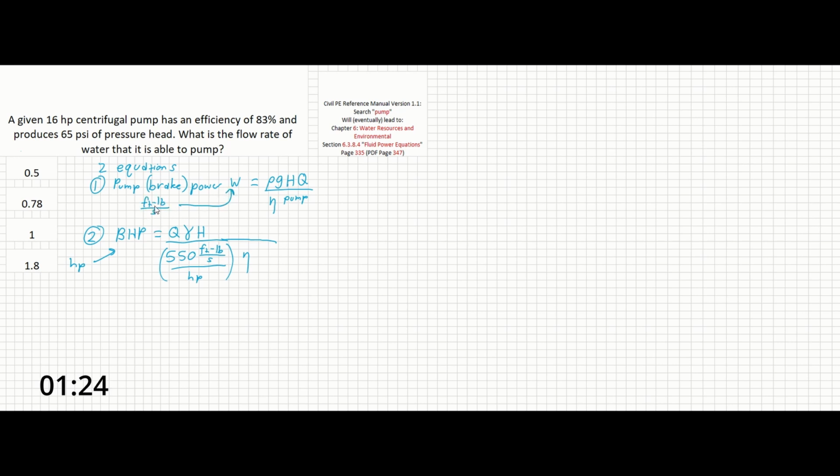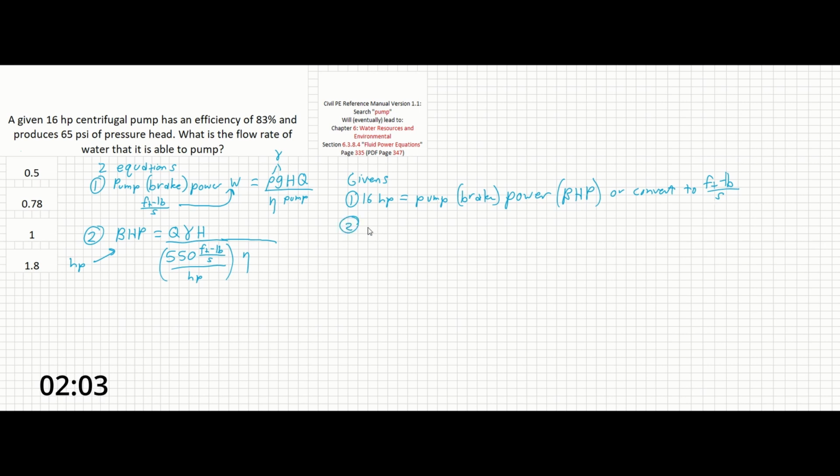So let's lay out our units and see if we have enough here to solve for flow rate, like the question asks. First, we have our horsepower given as 16. This is the pump brake power in either bhp, or you can convert it to foot-pounds per second.